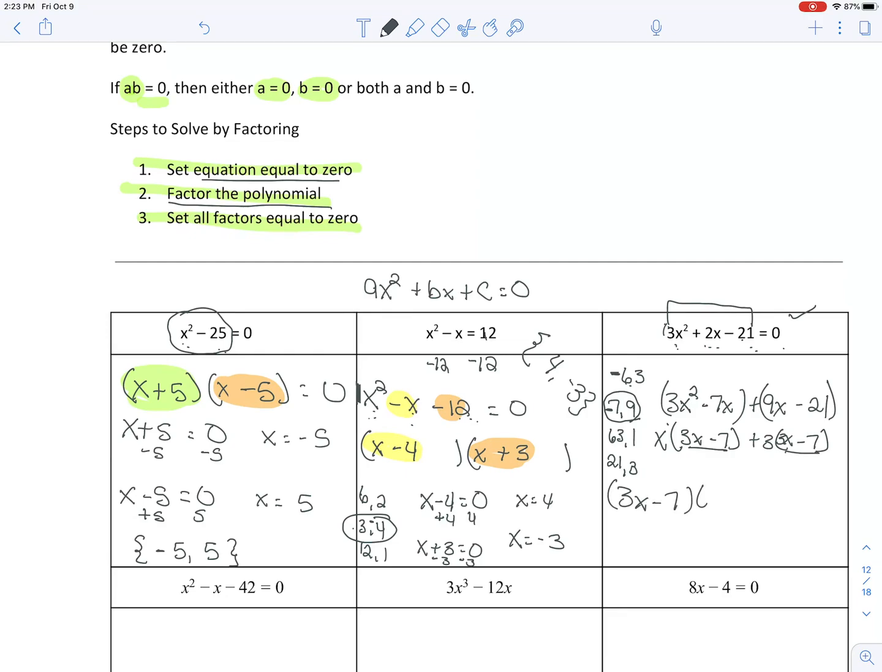I pull out 3x minus 7, and I'm left with x plus 3 equal to 0. I'm going to solve for each of these. Now this becomes a two-step equation, so I have to be a little careful. 3x minus 7 equals 0. I add 7 to both sides and get 3x equals 7, so x equals 7/3. For the other one, it's just a one-step equation, and we get x equals negative 3. So my solutions are 7/3 and negative 3.